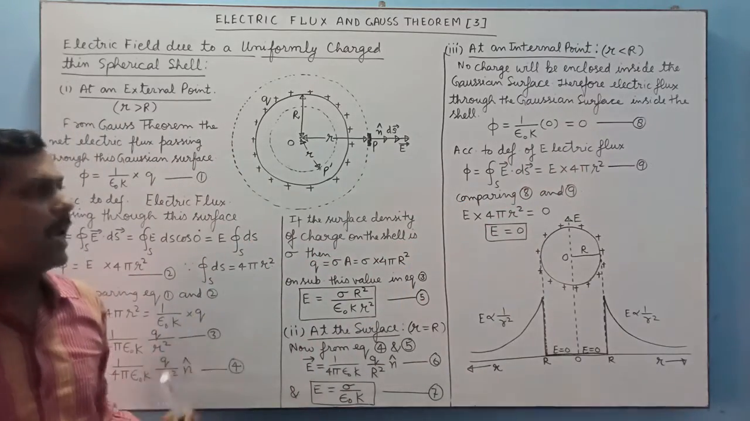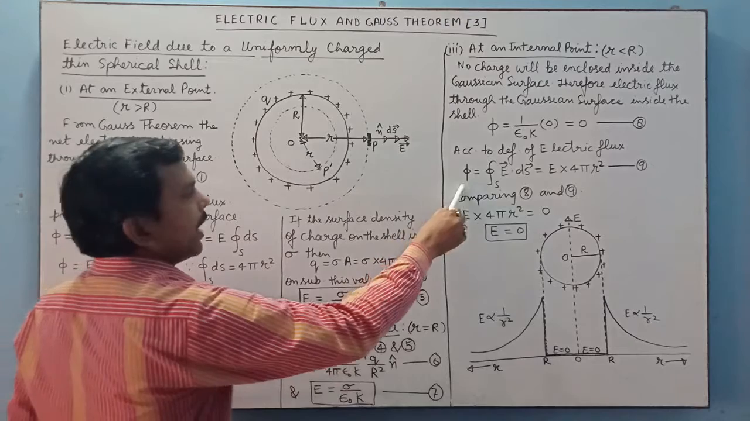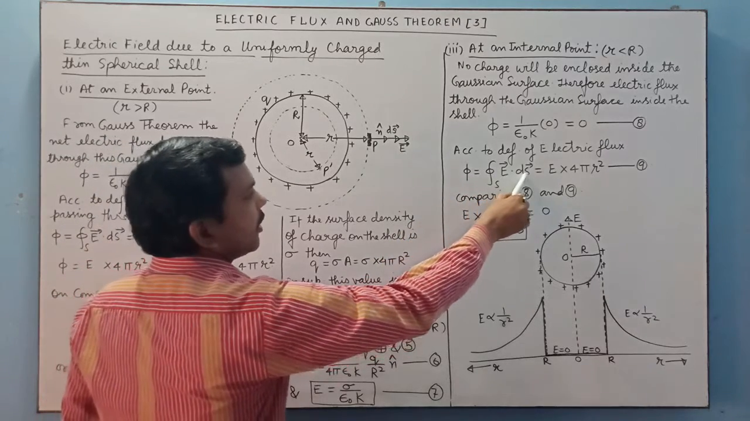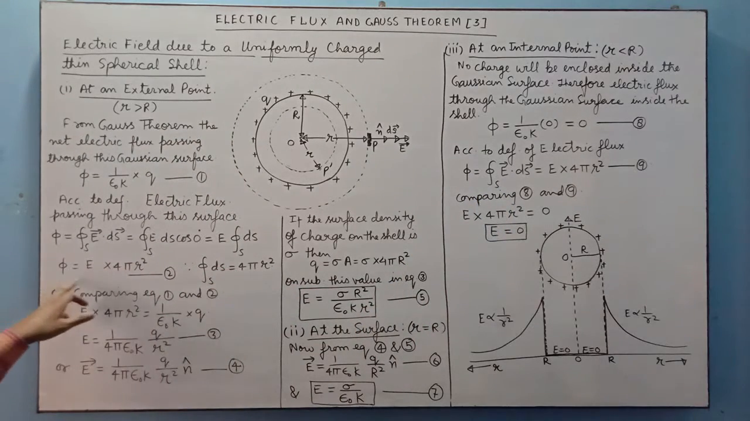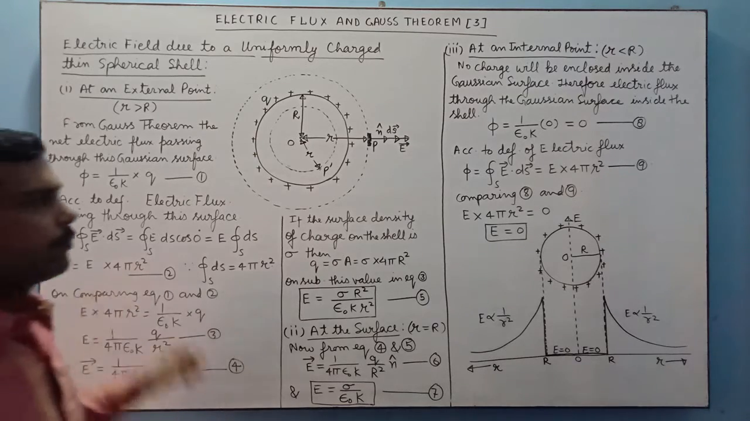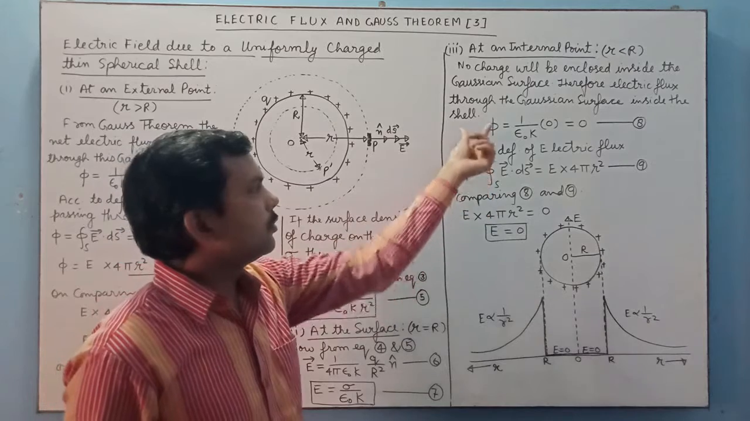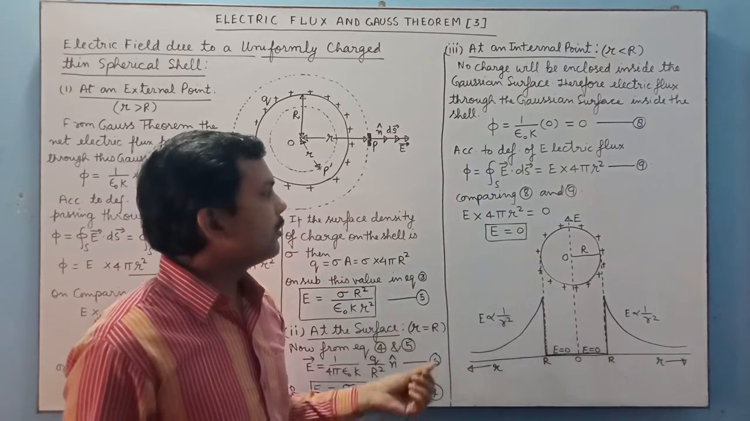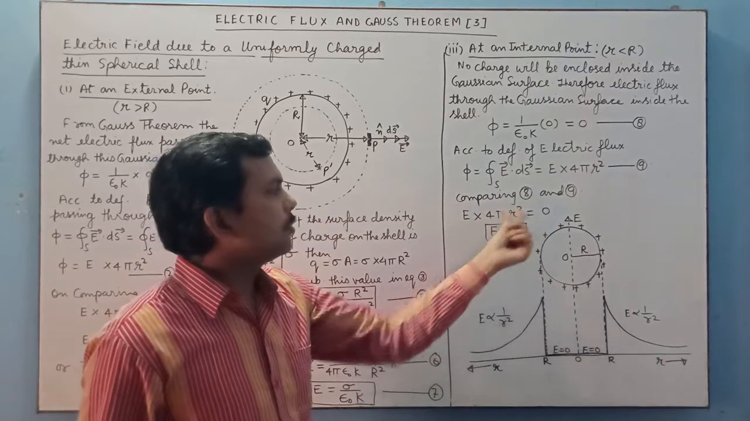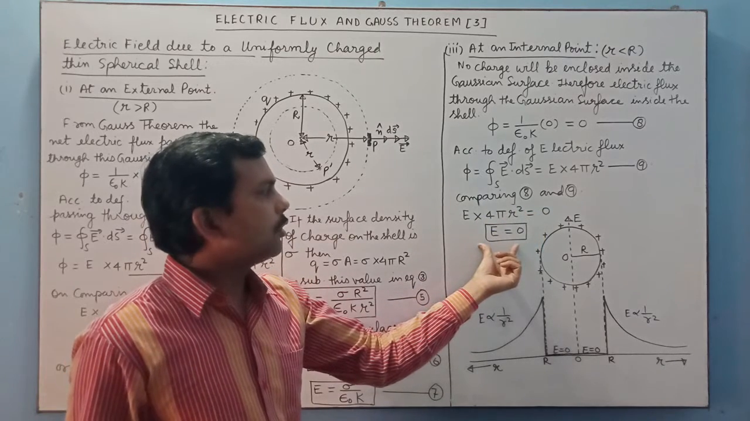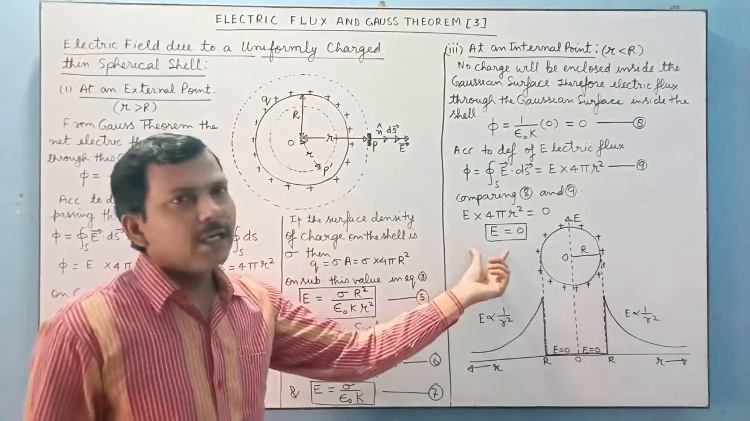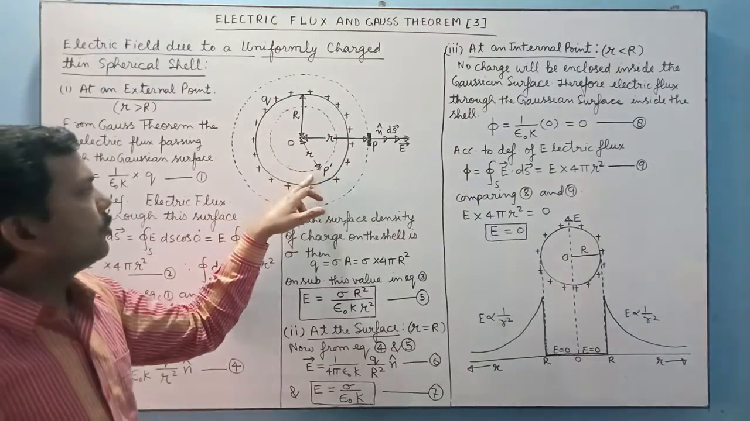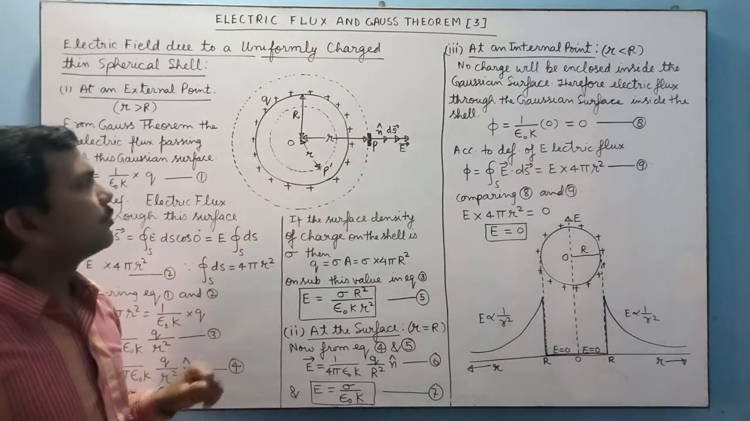According to definition of electric flux, again phi is equal to integral over the closed surface E dot ds, and we will evaluate this integral. This will come out to be E into 4 pi r square as in equation number 2. Now both the flux will be same, so we can compare these equations. E into 4 pi r square is equal to 0, so we get E is equal to 0 because r cannot be 0. So electric field inside the spherical shell is 0 throughout its volume.